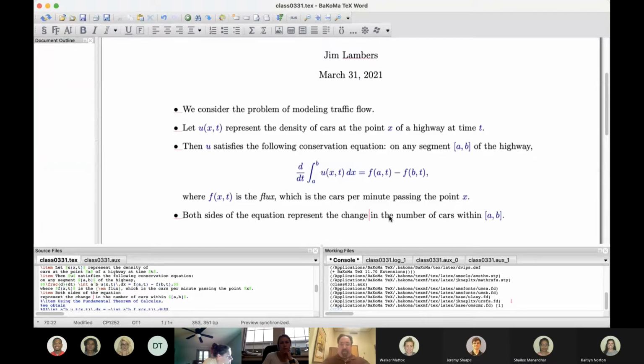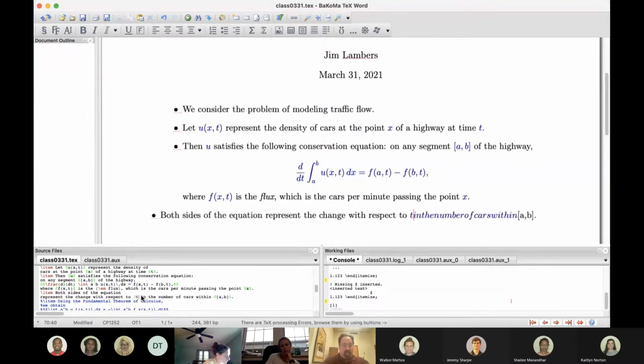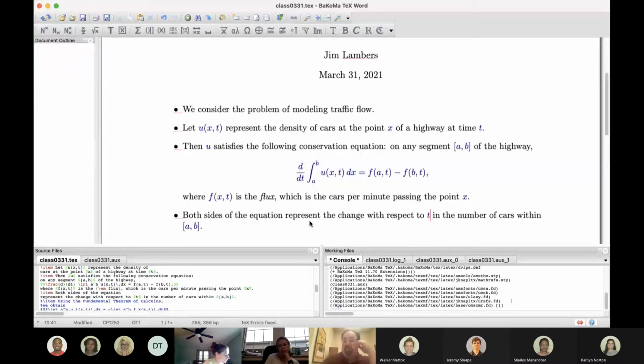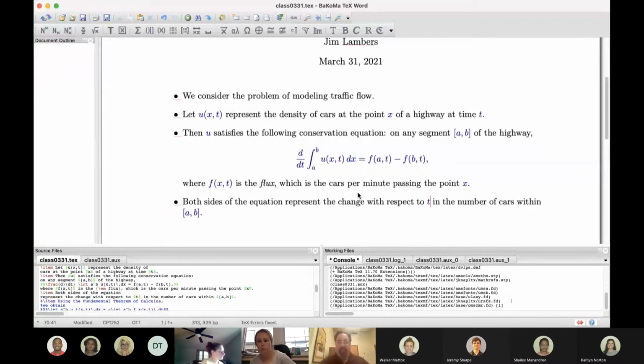Okay, so I should make that clear here. Change with respect to time in the total number of cars within this segment. So the left side arrives at this quantity by considering what's going on in the interior of a segment, while this considers what's going on at the boundaries of a segment.